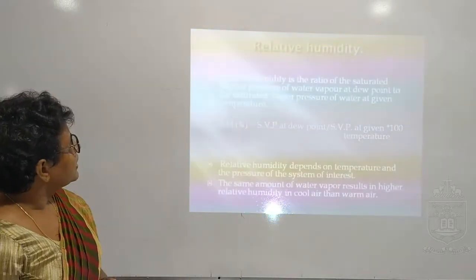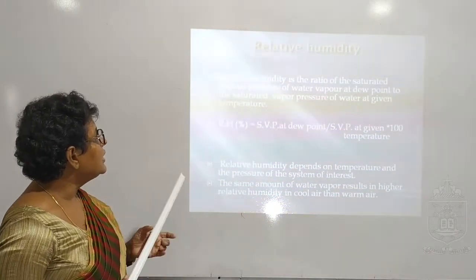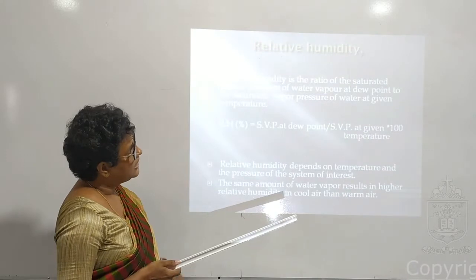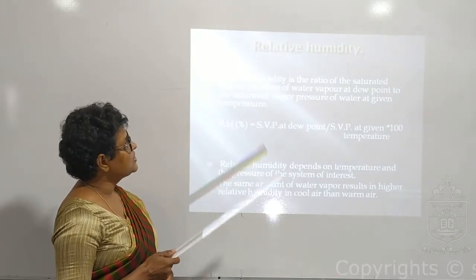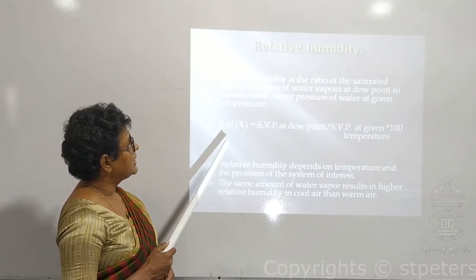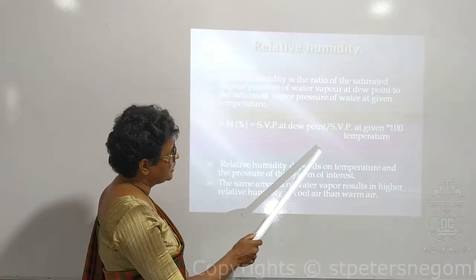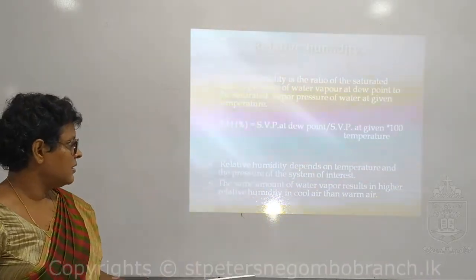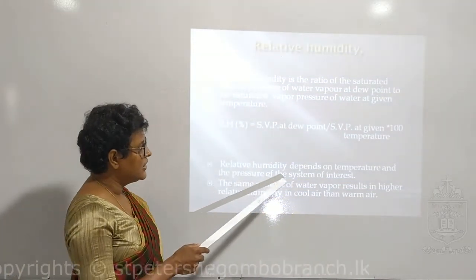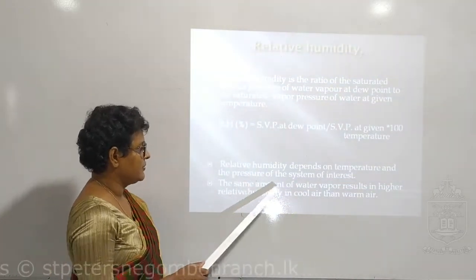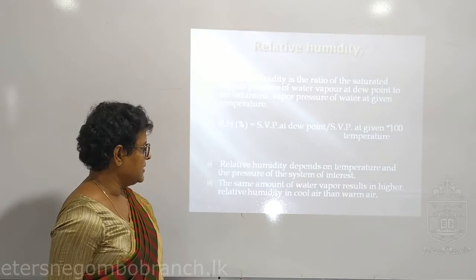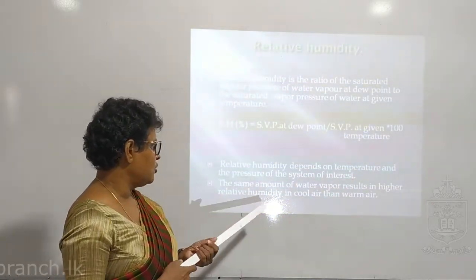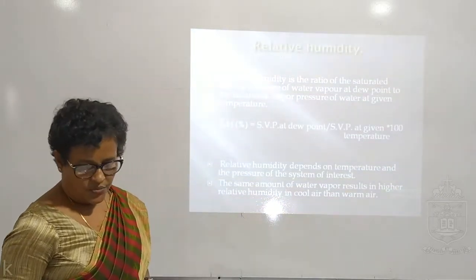Right? Relative humidity. Relative humidity is the ratio of the saturated vapor pressure of water vapor at dew point to the saturated vapor pressure of water at a given temperature. This is the equation. You have to multiply it by 100 because we give it as a percentage. Relative humidity depends on the temperature and the pressure of the system of interest. The same amount of water vapor gives a higher relative humidity in cool air than warm air.